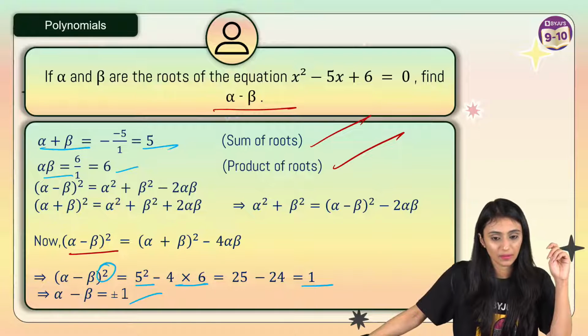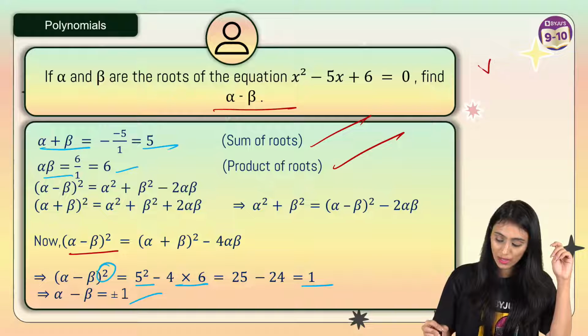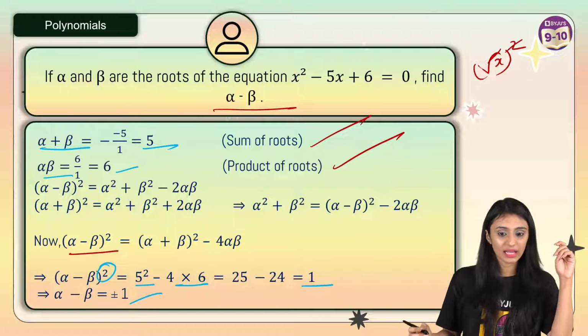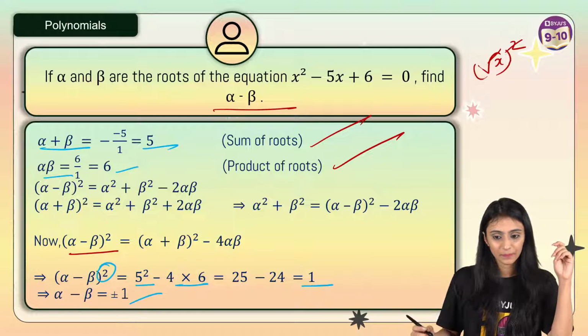Yes, it will be equal to x, right? You are saying root x whole square. Square root and this 2, they will get cancelled out. That would be x, right, Nitin?